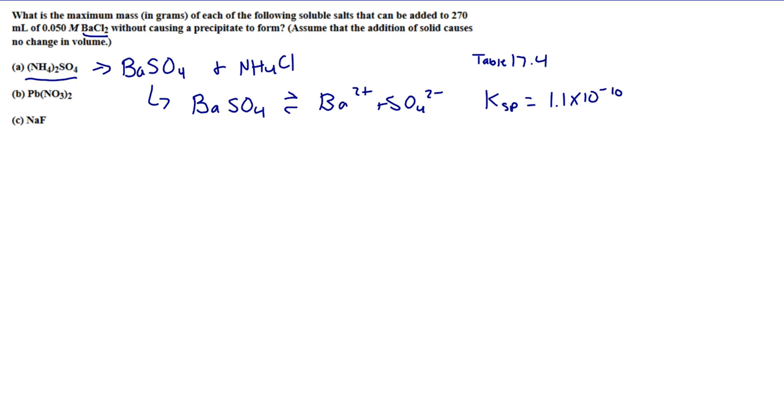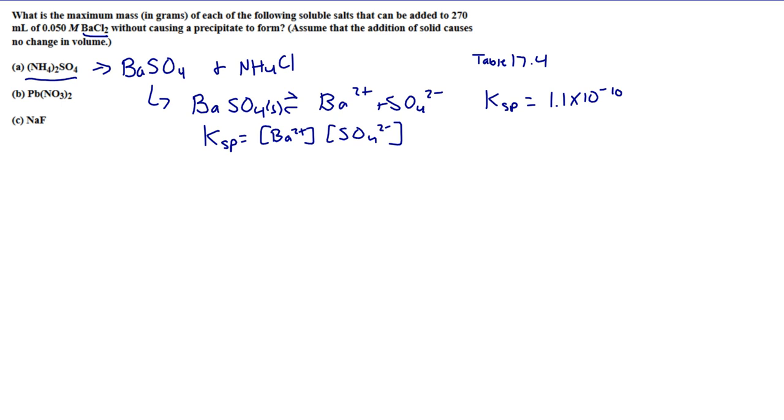Now, good news, no ICE table needed here. The equilibrium expression here is going to be products over reactants. So our products are barium and sulfate, and they are 1 to 1, so they each have an understood power of 1. And the reactant, this is a solid, so we ignore it, and that's all we've got.